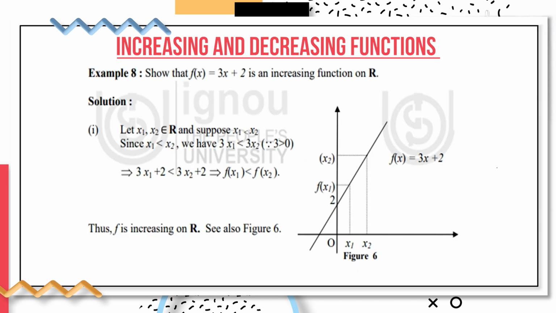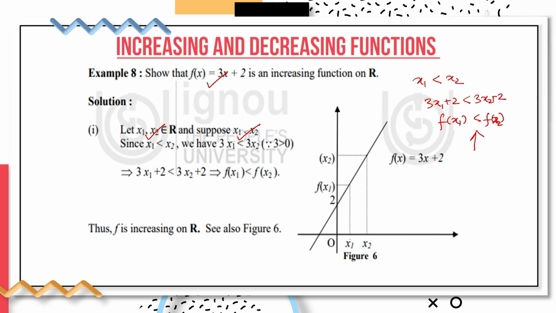So, let us solve one numerical. The example here is to show that f(x) = 3x + 2 is an increasing function. Since 3x + 2 is a linear expression, say x1 and x2 are two values belonging to the set of real numbers, such that x1 is less than x2. You can always find that 3x1 + 2 is less than 3x2 + 2. That means f(x1) is also less than f(x2). So, this means the function is increasing.